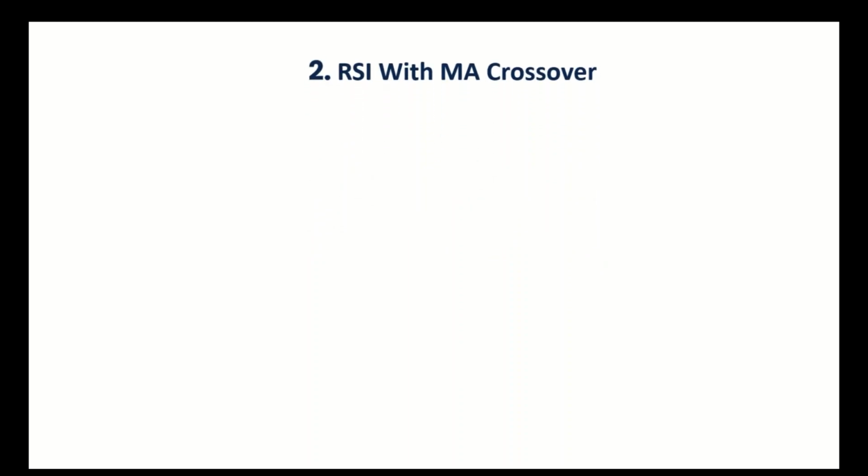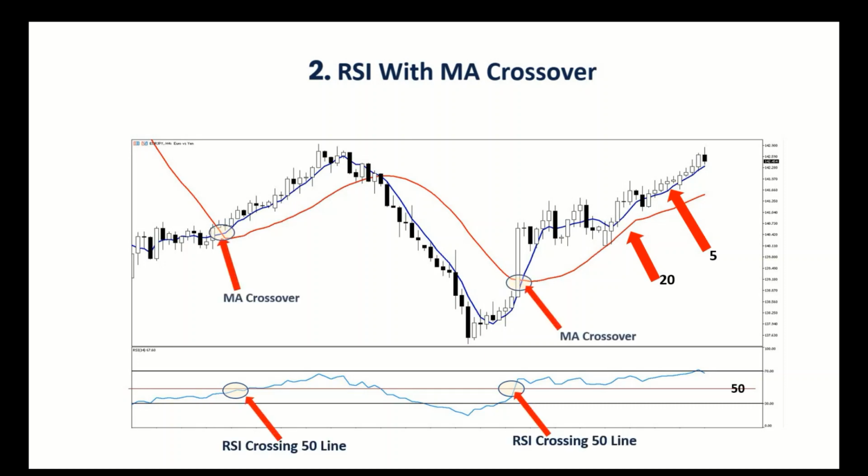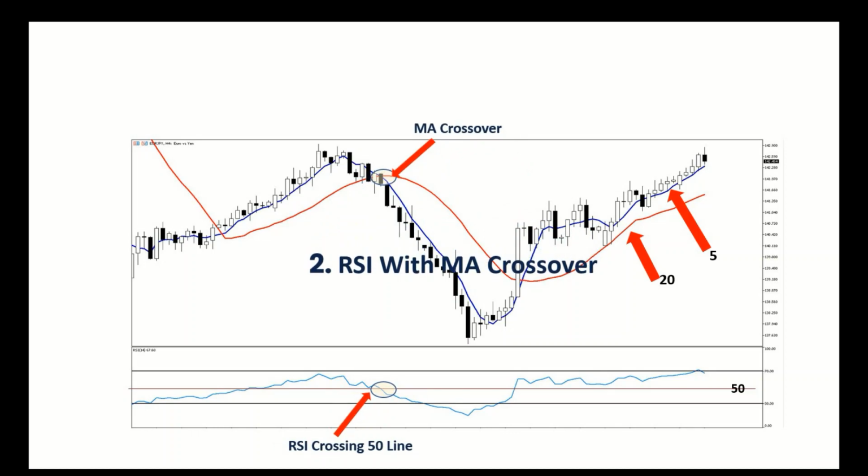2. RSI with moving average crossover. In this trading strategy, the RSI and the moving average indicator will be matched. The moving averages we will be using are 5-period and 20-period moving averages. We will buy or sell the currency when the RSI crosses the 50 line and the moving averages crossover is in a similar direction. Until one of the two indicators shows a reversal signal, we will hold the position. You can see a similar crossover of RSI below the 50 line and moving average crossover, giving a bearish signal.